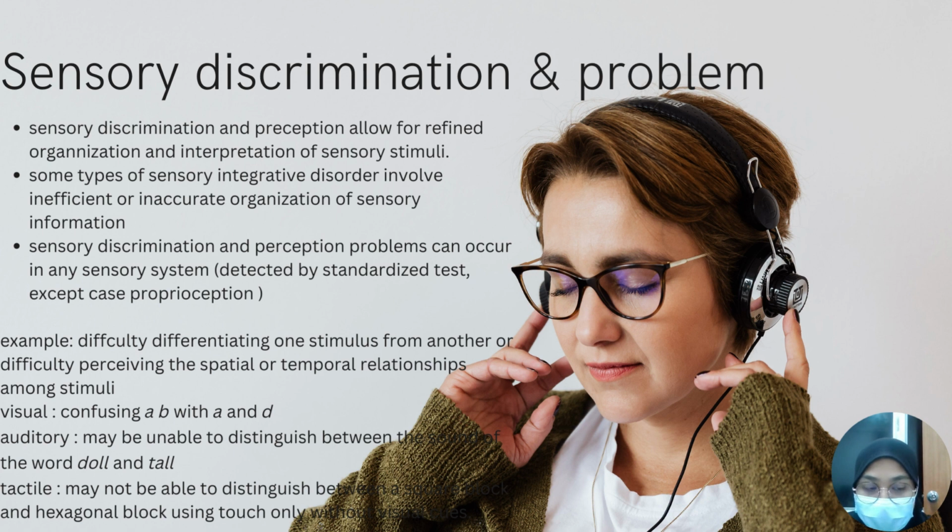The classic example involves the visual system. A child with a learning disability may persistently confuse A with D. A child with an auditory discrimination problem may be unable to distinguish between the sound of the words "doll" and "dull". A child with a tactile perception problem may not be able to distinguish between a square block and a hexagon block using only touch, without visual prompt.